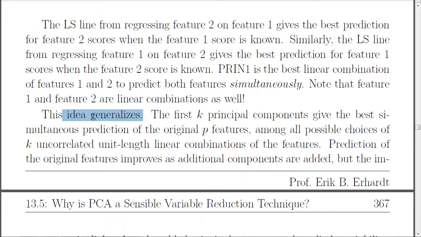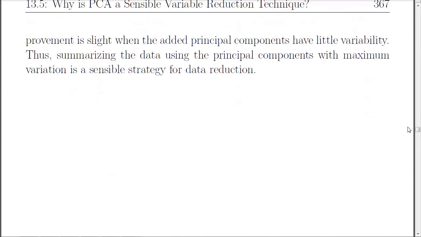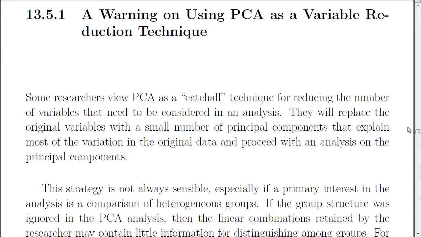And of course, this generalizes to more than two components. In fact, the first K principal components will give you the best prediction of the original P features among all possible choices of K linear combinations of those features. Basically, you're capturing the most information with those first components. All right, so that's basically all that says.